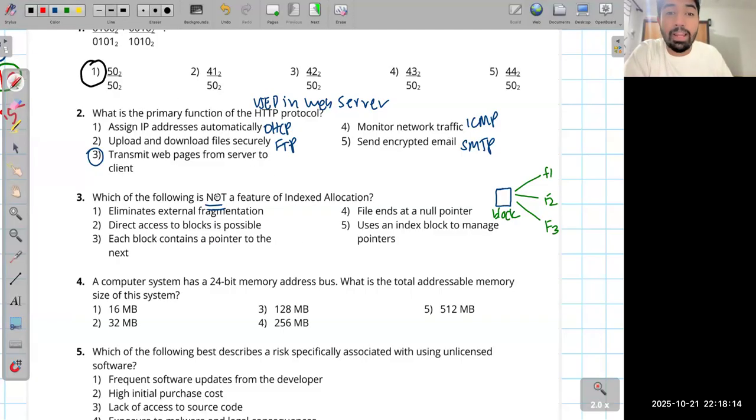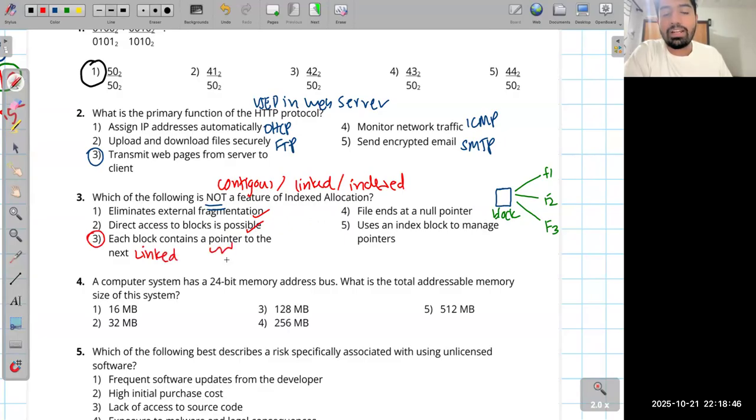continuous and linked. Contiguous, linked allocation, indexed allocation. In indexed allocation, you have a block and all the files are placed in that block. Each block eliminates external fragmentation. This is a feature. Direct access to block, it is possible. Each block contains a pointer address. This is only in linked.